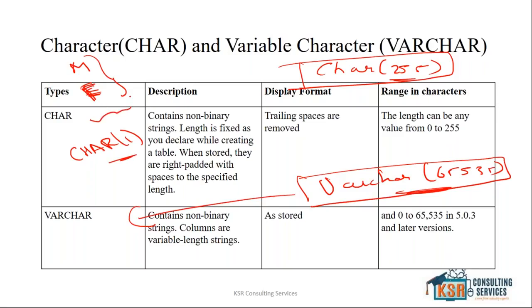Aadhaar card number, or PAN card number, or account number. Yes, that's a very good example. But what is the mistake if I give varchar rather than char there? Yeah, I agree.